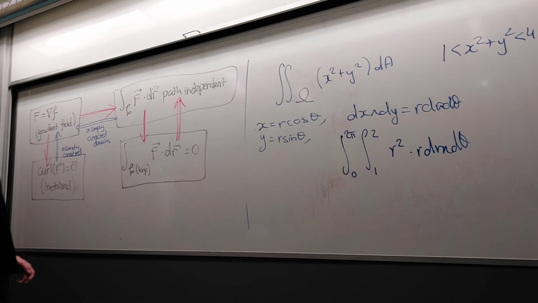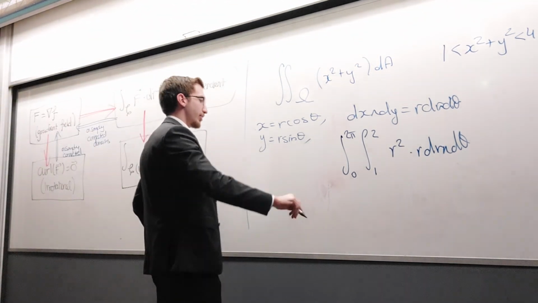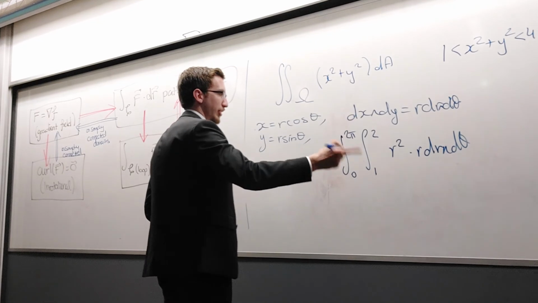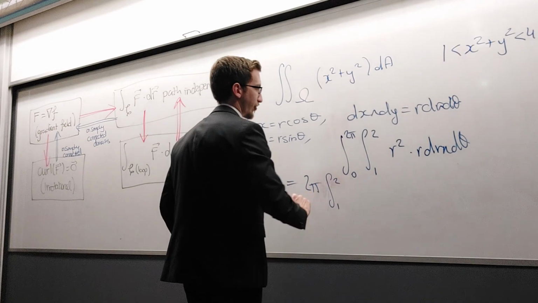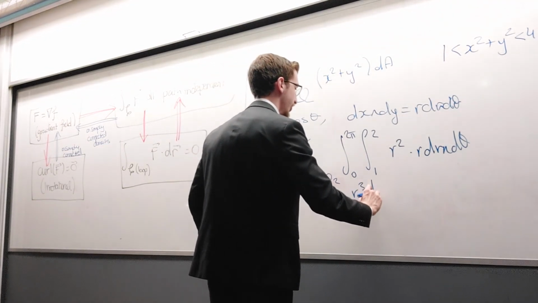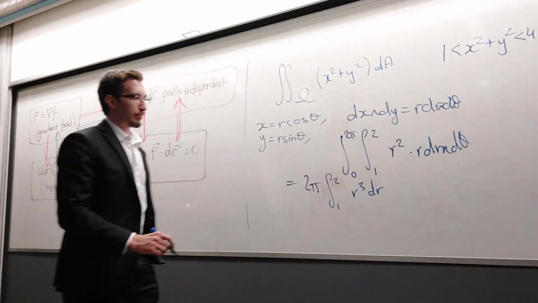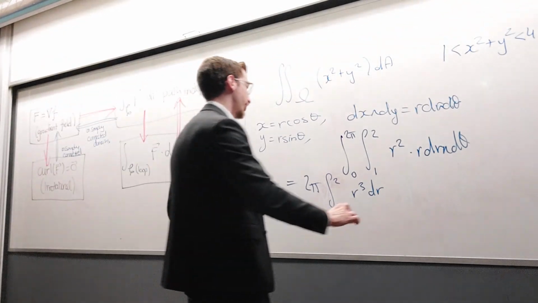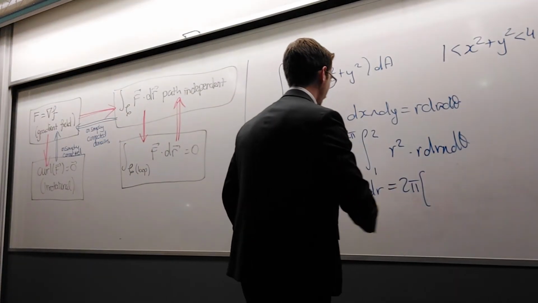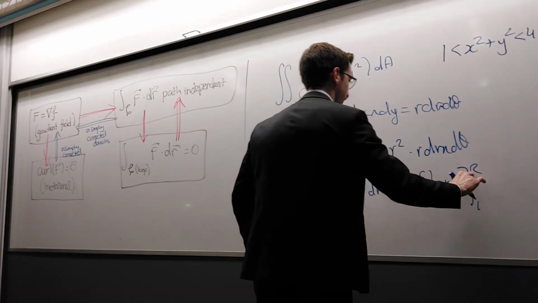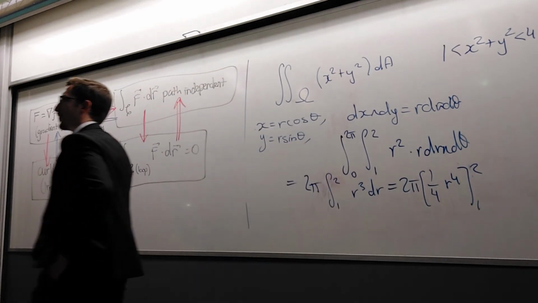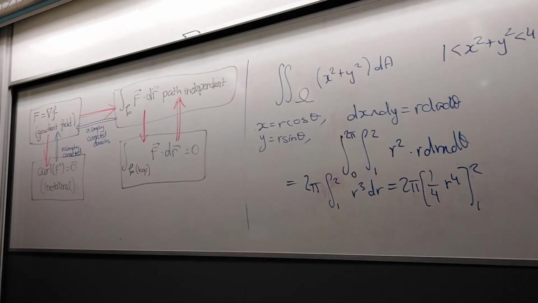Okay, there's no theta dependence, so I can just evaluate that. So I have 2 pi times the integral from 1 to 2 of r cubed dr. This one I know how to integrate: r cubed gives 1/4 r to the 4, between 1 and 2. Yeah, we know how to do that. It's pretty simple, right? Are you feeling on board?